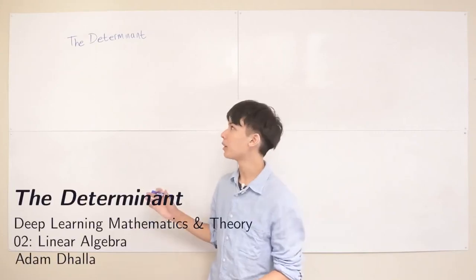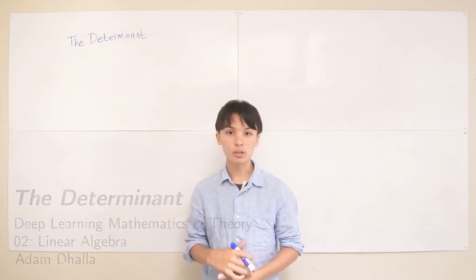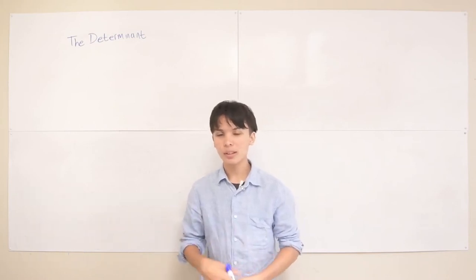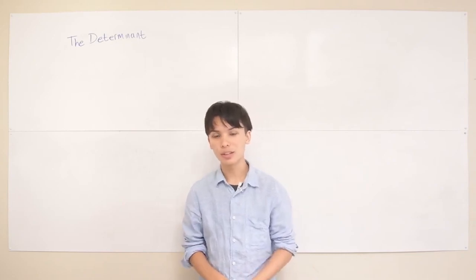Hi, in this lecture I'm going to be talking about the determinant, which is basically how we can map some square matrix to a single scalar value. This goes with chapter 2.11 of the Deep Learning textbook, so I suggest you read that after watching this lecture.